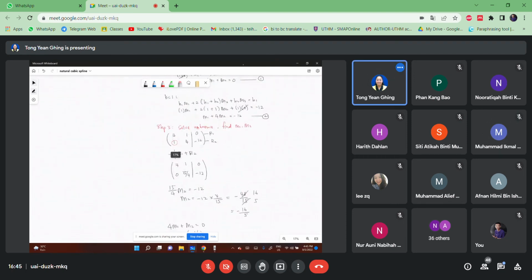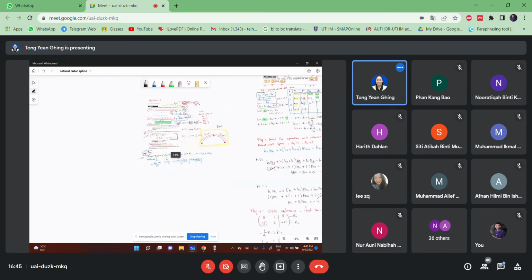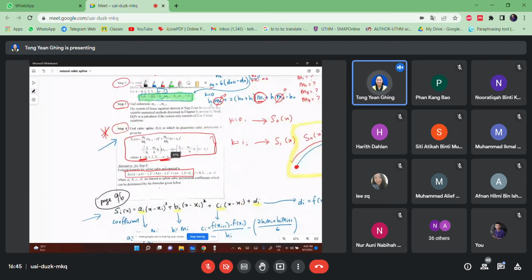Now, looking back at just now, the next step is we have to put the formula into this to construct the piecewise cubic polynomial, by substituting all the values of M, all the values of H, and all the values of X, for k equal to 0 until n minus 1. That means until k equal to 2 for this example.